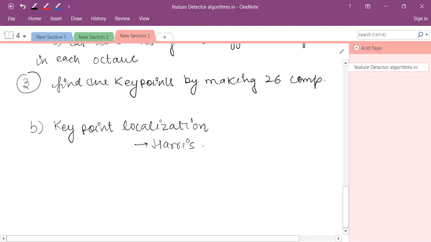Or you can just apply the Harris also, because in Harris, by using the lambda 1 and lambda 2 values, you can detect whether it is a corner or not, whether it is an edge or not, or whether it is flat or not. So only applying the Harris detector algorithm in order to do key point localization will be enough. Now the next step is called orientation assignment.